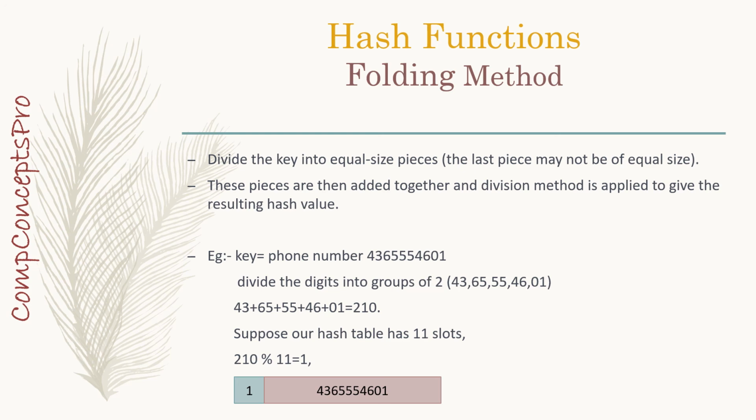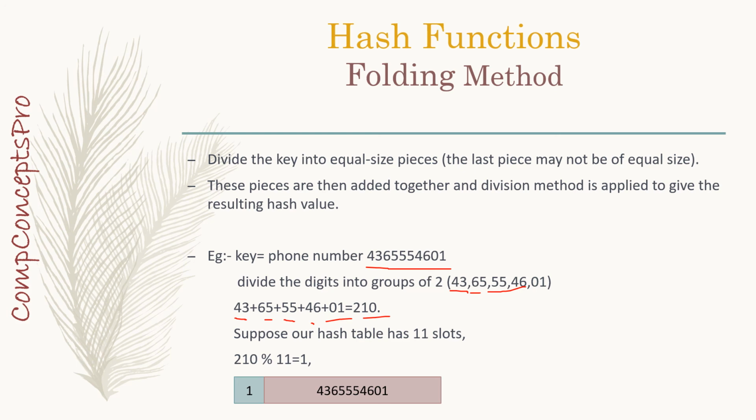For example, if we have to store some phone numbers in a hash table, suppose this is the example of a phone number that we are talking about, then we'll group this phone number into groups of 2 digits. Then we'll find the sum of all these groups, like 43 plus 65 plus 55 plus 46 plus 1, which will give us 210.